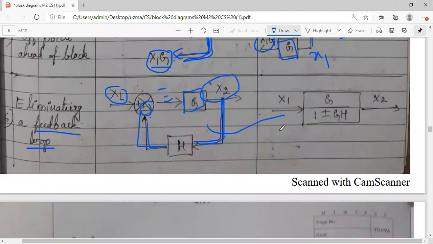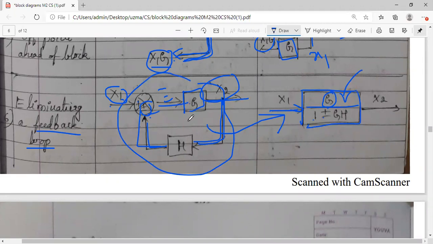The system I can reduce to a single block. This complete loop, I can replace it with a single block, and inside this block I should fill in the transfer function. So what is the transfer function? The forward path gain, that is G, comes in the numerator, divided by 1 plus or minus, because I don't know whether it is positive feedback or negative feedback, G into H, forward gain and the feedback gain. So this is how the sixth rule, the elimination of feedback loop, works.